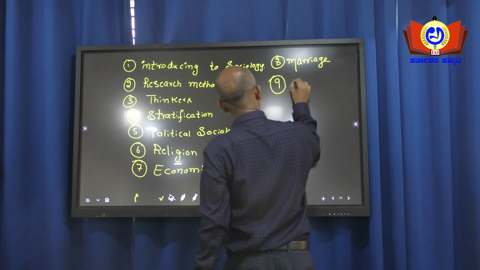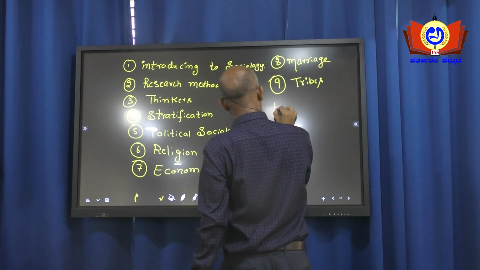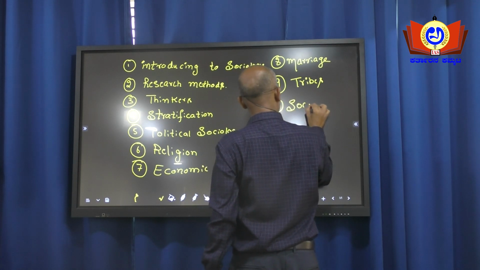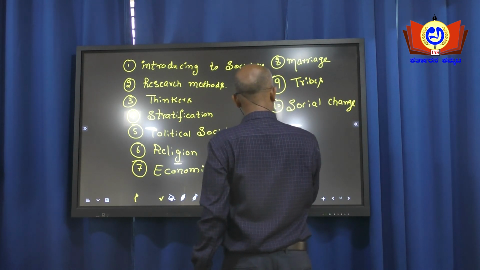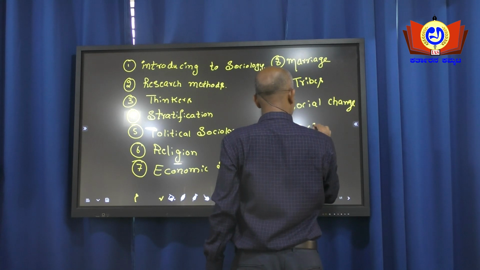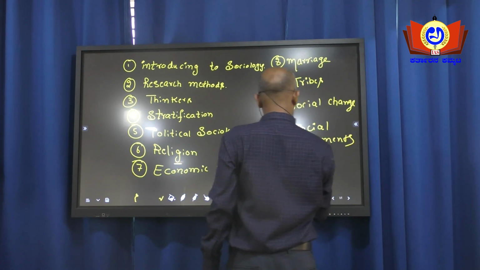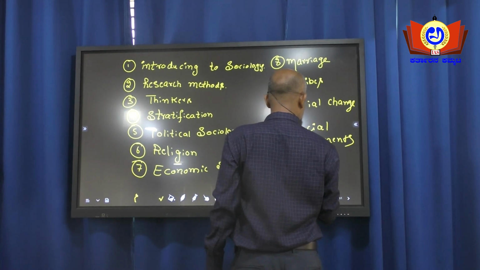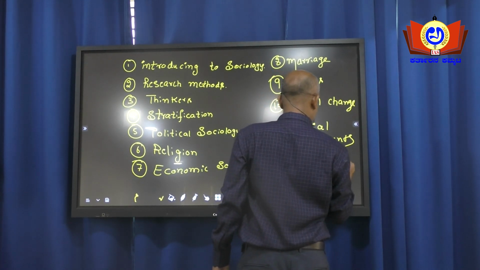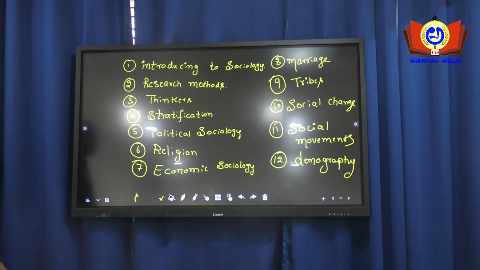Then tribes, Indian tribes. Then social change. Then social movements. Then we have the concept of demography, that means the study of population. Very dynamic concept. See, these are the 12 parts which I have clubbed from paper 1 and paper 2 and prepared.